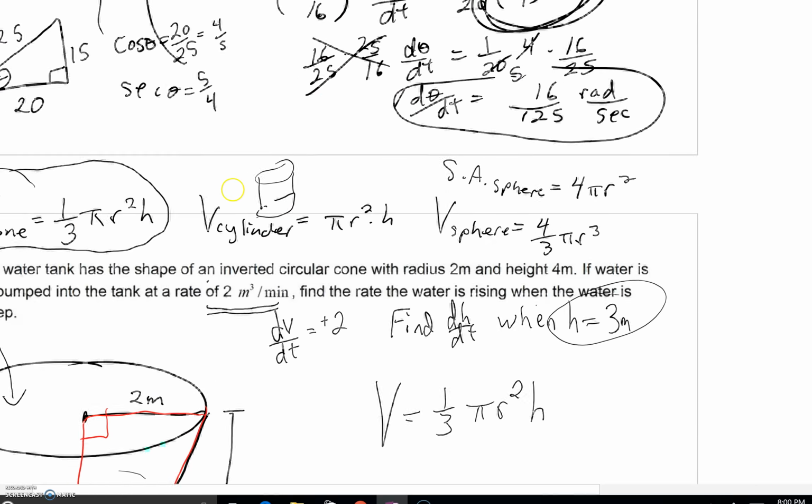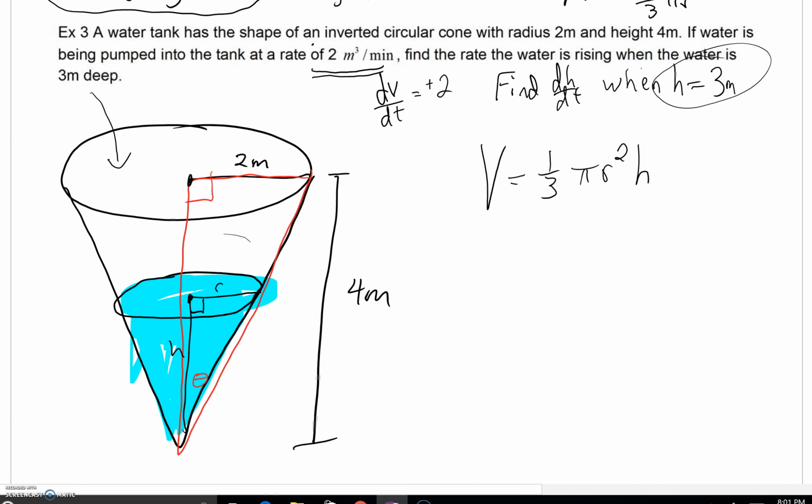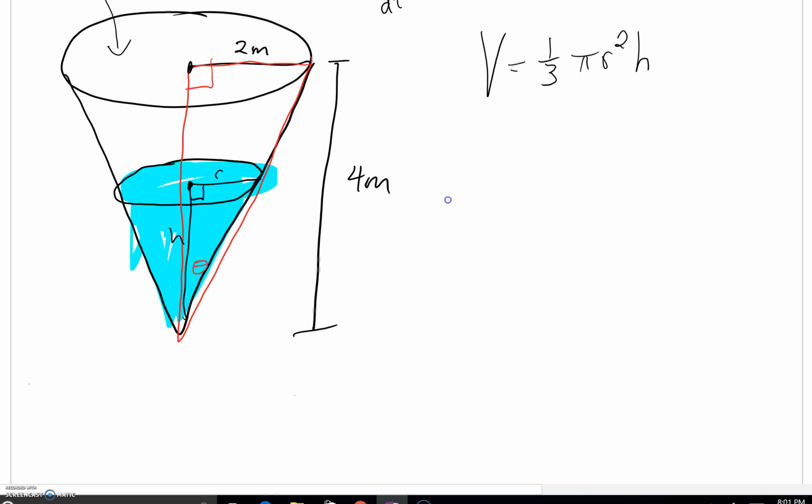some triangles in this problem right here. You can see relatively fast that you've got this right triangle that's really representing the radius of the tank, and then we've got 4 right in here. This is in red, just tracing over that right now. We've got that angle theta down below. Likewise, in the water, we also have this other little right triangle. Here's r, and here's h. And again, you've got theta down here.